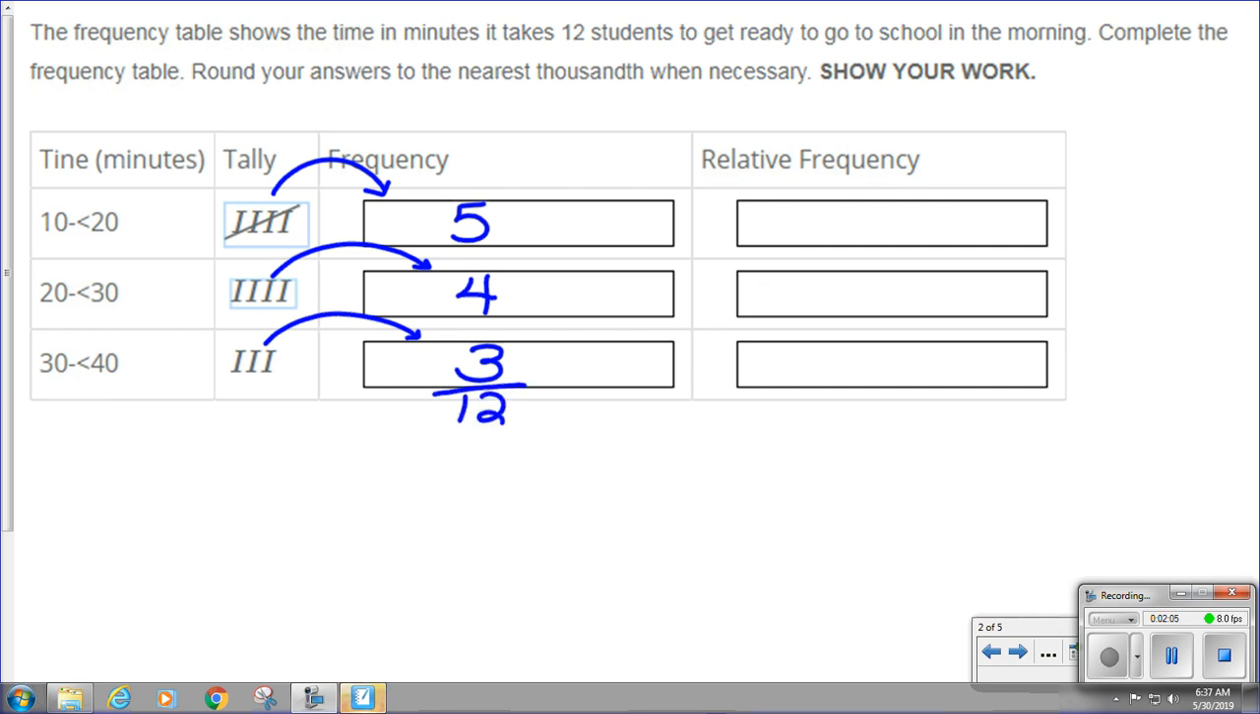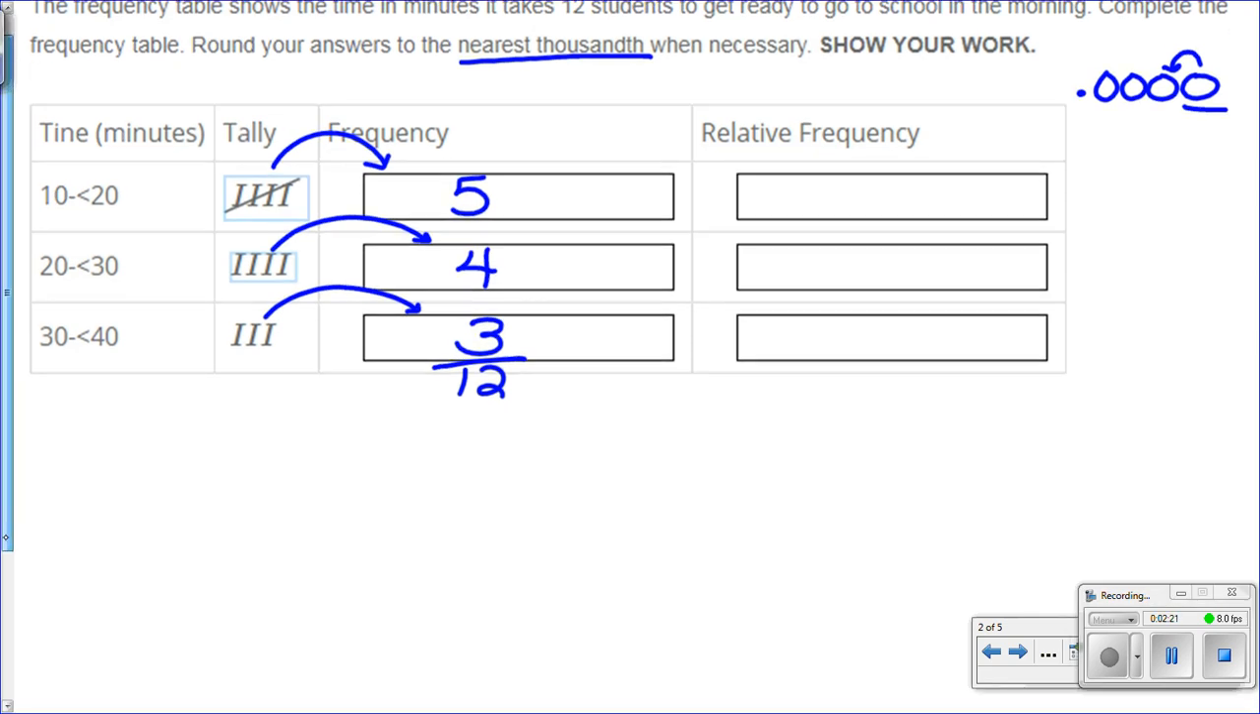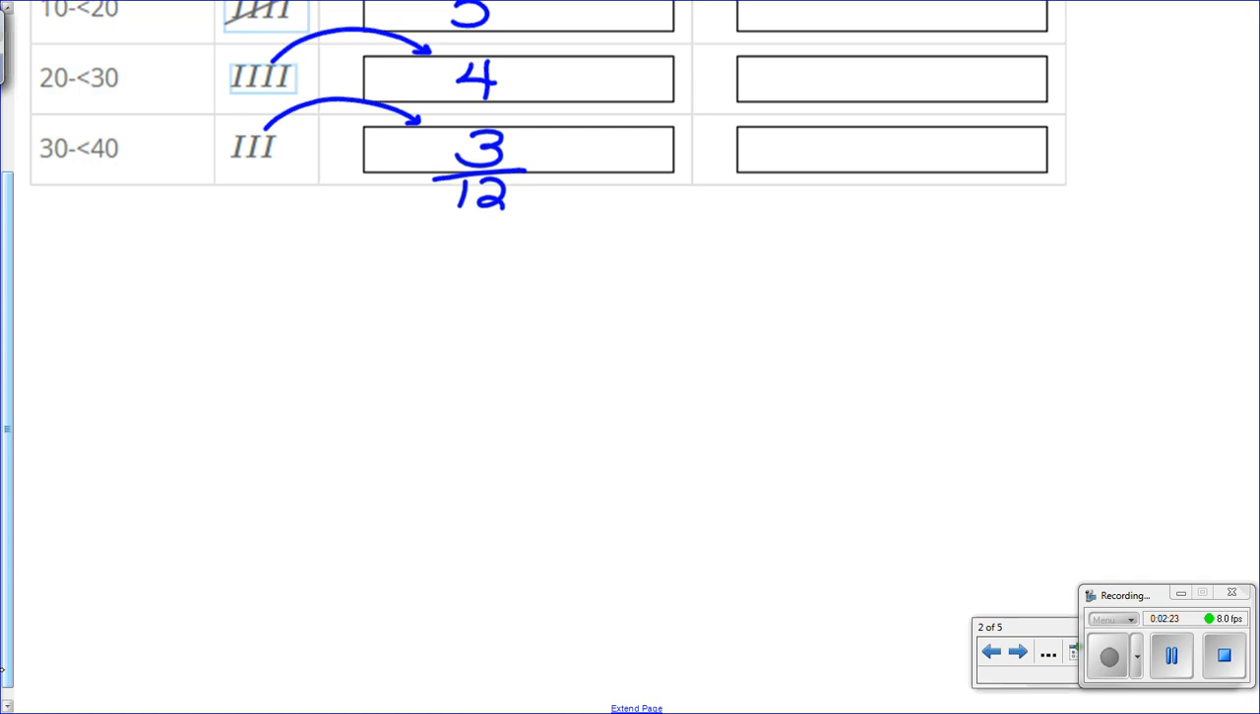Also in my directions, it says when I do find the frequency, I'm going to round to the nearest thousand. We round to the nearest thousand by going 4 places past the decimal, stop, and round. So these frequencies become fractions, with the numerator being the frequency and the denominator being the total. And I will divide my numerator by denominator and stop and round if necessary.